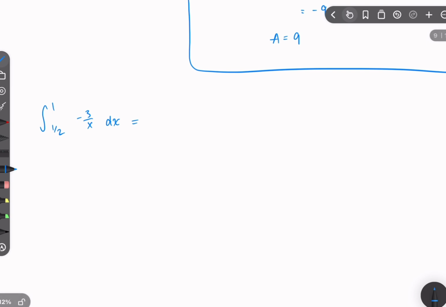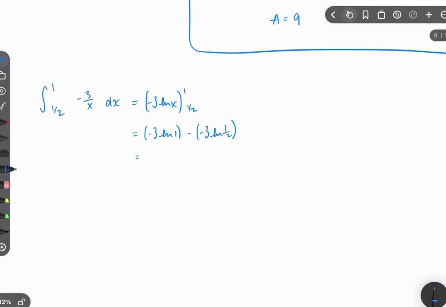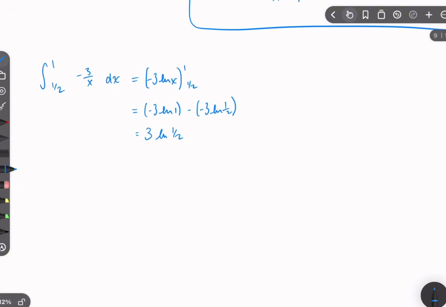Okay, so integrating this will give minus 3 ln x. And then now we sub 1.5 into this equation. Okay, so minus 3 ln 1 is 0. And then we have minus minus, which will be plus 3 ln 0.5. And we can bring 3 to make it half to the power of 3, which will be ln 1/8, which can also be rewritten as 2 to the power of minus 3.